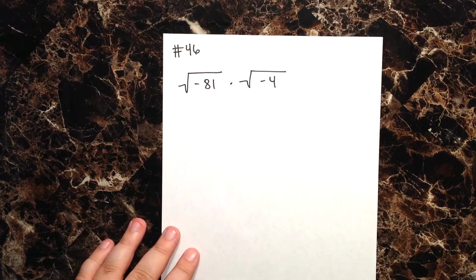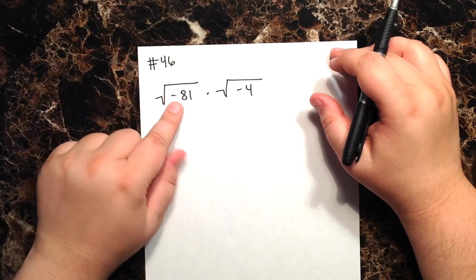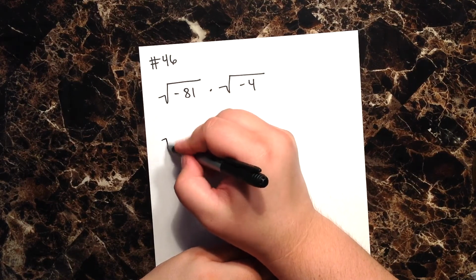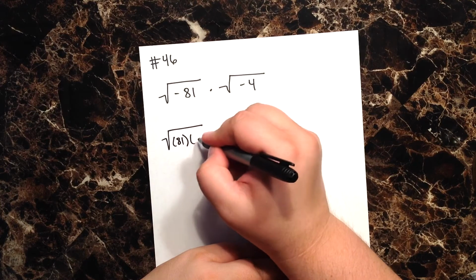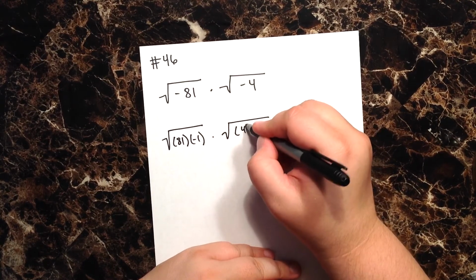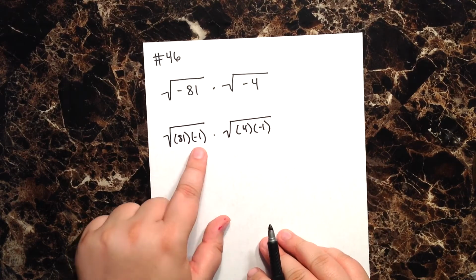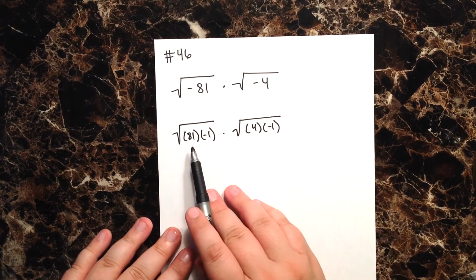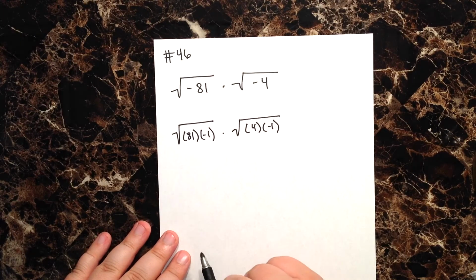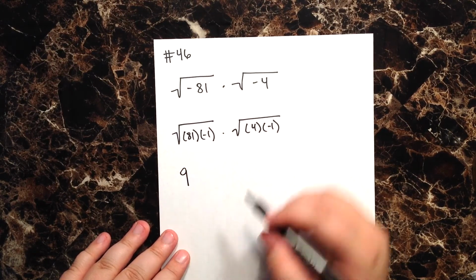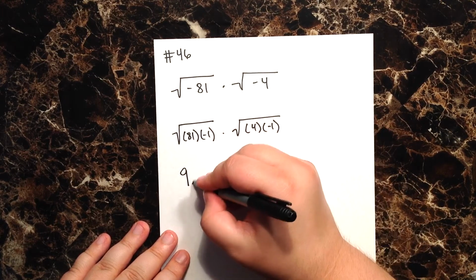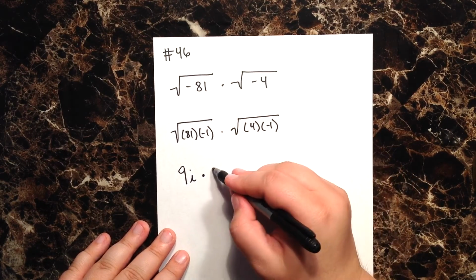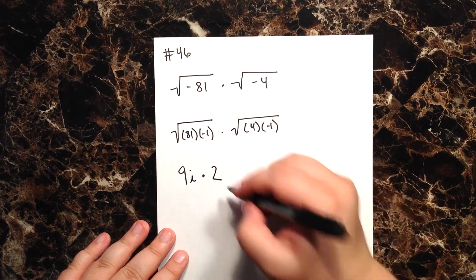All right. Well, some alarm bells should be going off because we know we can't have a negative under an even indexed radical, right? So let's go ahead and rewrite these radicals as positive 81 times negative 1 and positive 4 times negative 1. And of course, 81 times negative 1 gives me negative 81. And 4 times negative 1 gives me negative 4. Well, when I pull 81 out, because 81 is a perfect square, what do I get? I get 9. And of course, the square root of negative 1 is i. And then 4 is also a perfect square, isn't it? And when I pull it out, it becomes a 2. And again, the square root of negative 1 is i.